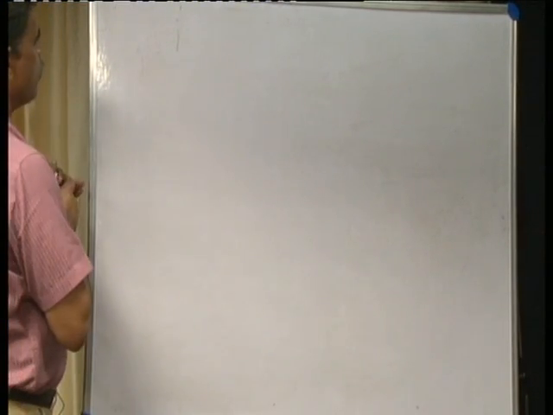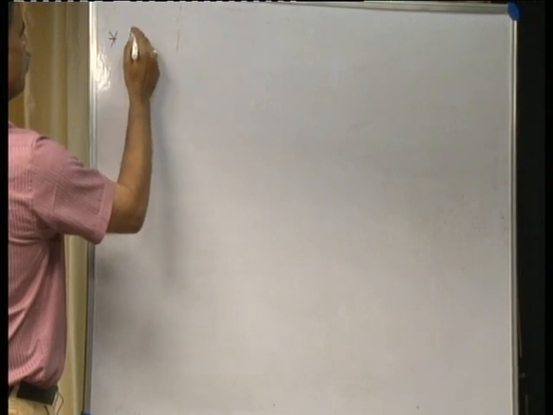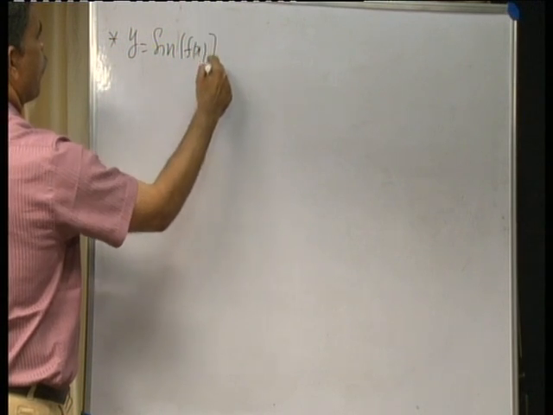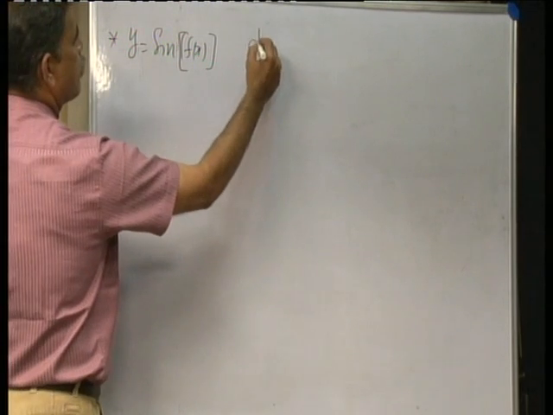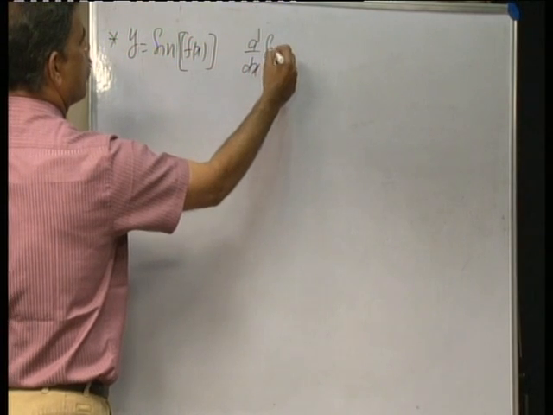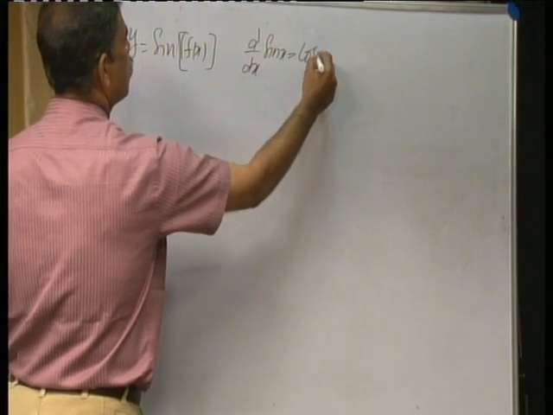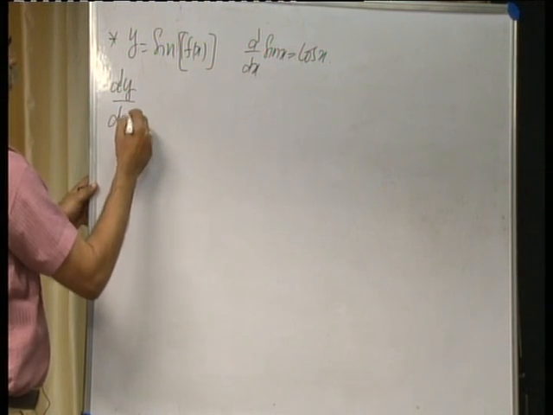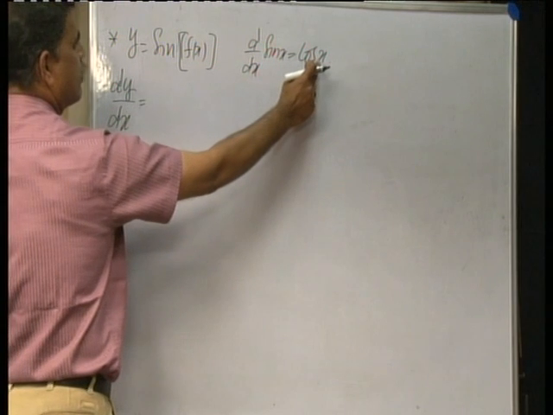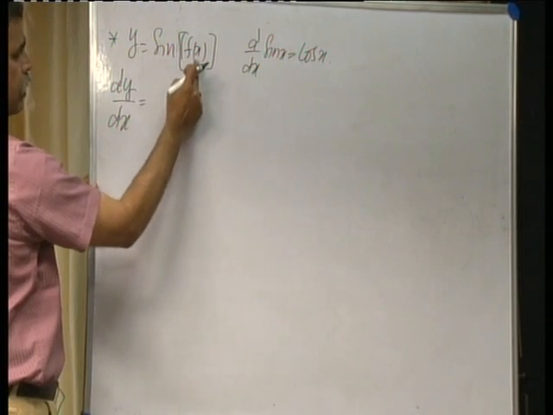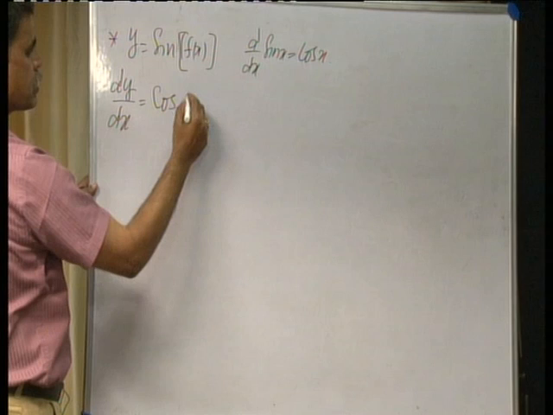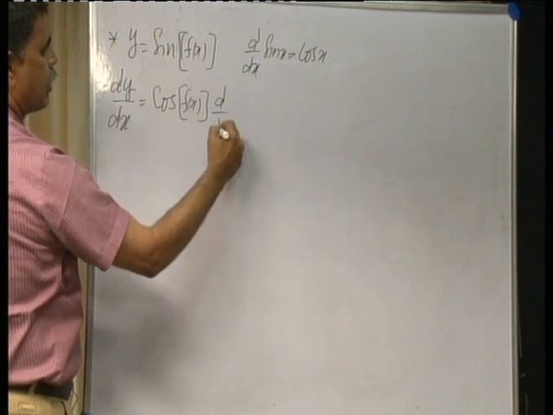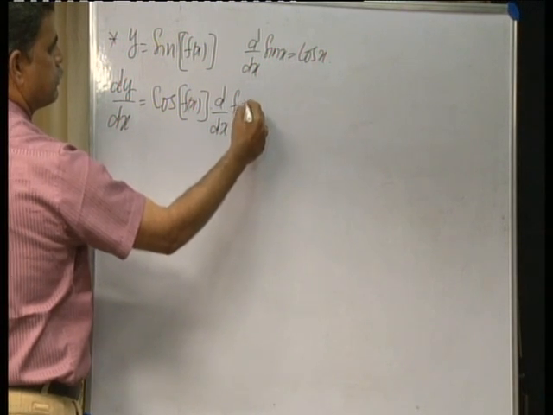You take y is equal to sine of function. What is d by dx of sin x? Differentiation of sin x is cos x, right. In the same way, here also we have to write dy by dx is equal to differentiation of sin x, which is cos x. Therefore, differentiation of sin function is cos function into d by dx of function.